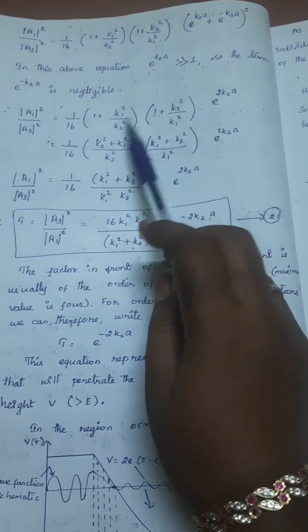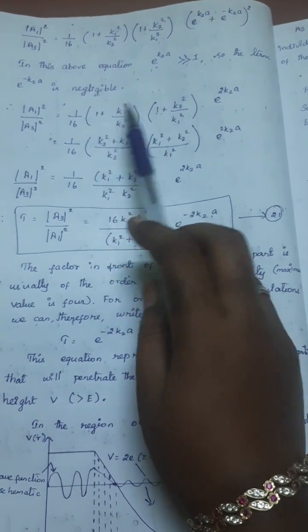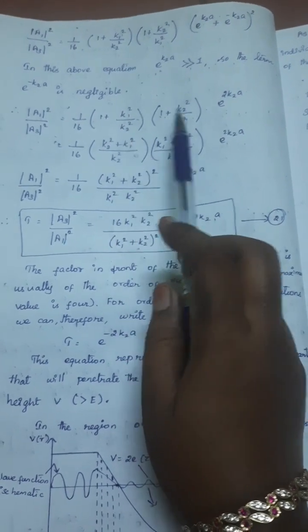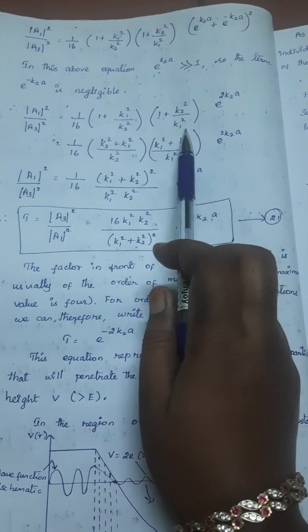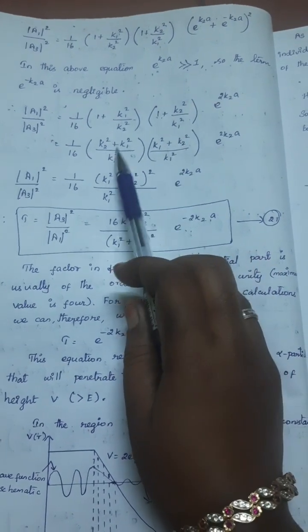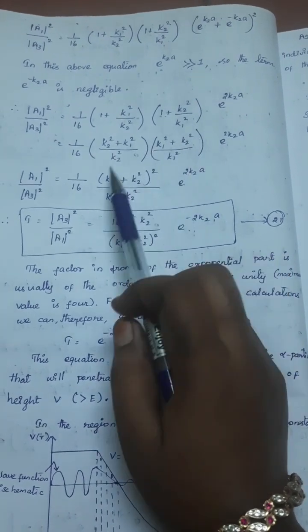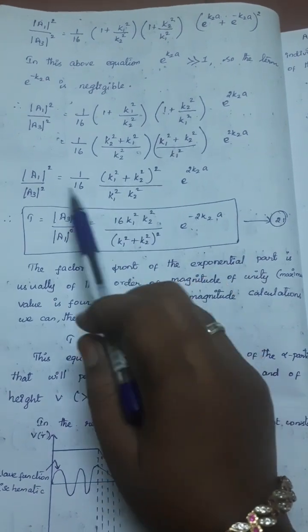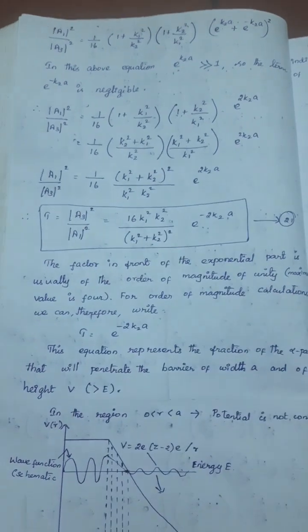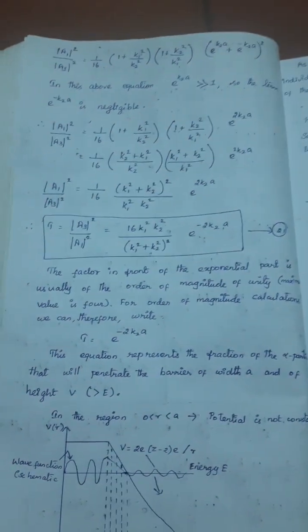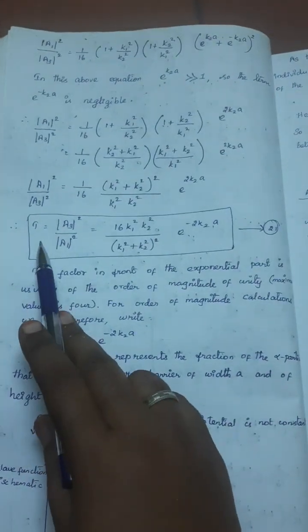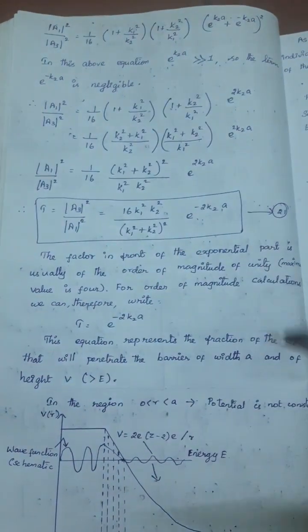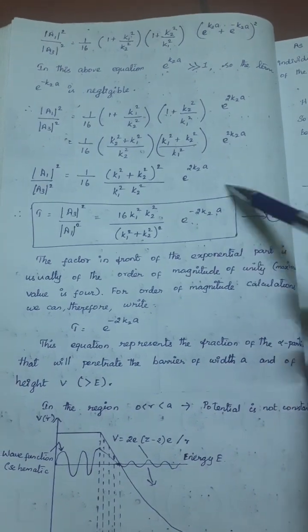Now the LCM is taken in these terms, so it is K2 square plus K1 square divided by K2 square. Here in the numerator, K1 square plus K2 square is common, so it is squared, and the denominator is K1 square into K2 square. This is A1 divided by A3 the whole square, but in our case we have calculated the transmission A3 divided by A1 the whole square, so we take the inverse. So the equation is like that.